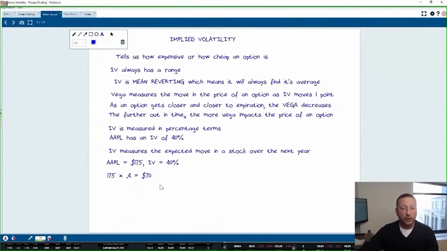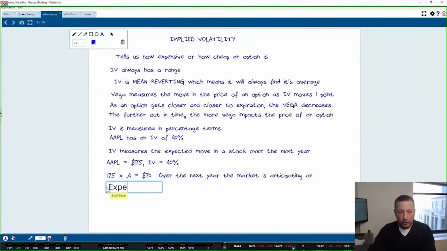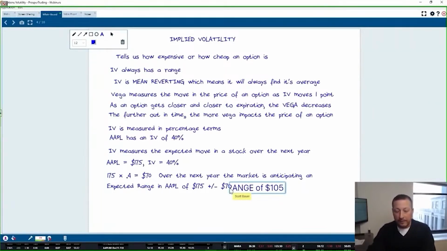So what the market is pricing in right now is that over the next year, the market is anticipating an expected range in Apple of the current price of 175 plus or minus that expected move based on the implied volatility, which is $70, or a range of 105 up to 245. Again, 40% implied volatility.